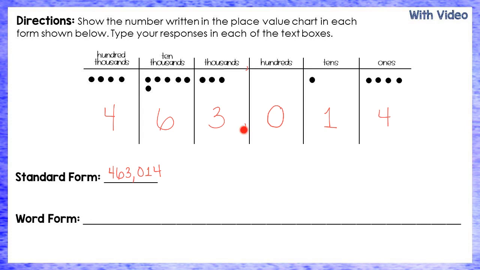463,000. I always stop when I get to 1,000 because that's a good stopping point and I know where I am. I'm at the comma. So let's say that again. 463,000. Then we're going to finish reading the rest of the number. We have no hundreds, so we don't say 0 hundreds. We just skip it and we say 14. And 14 is one word.